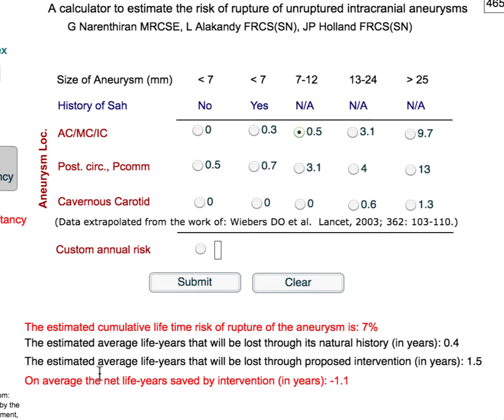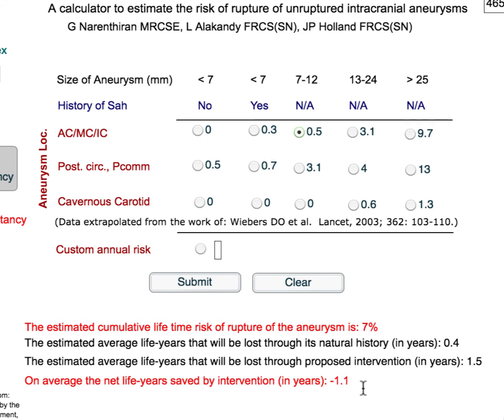The next line is the estimated average life years lost through the proposed intervention. So if you take 100 patients with this anterior circulation aneurysm between 7 and 12 millimeters, all unruptured, and you intervene and your complication rate is 10%, then on average each person will lose 1.5 years. And what is the net average years saved by the intervention? Because the years lost from intervention are greater than the years lost through the natural history, the average net life years saved by the intervention is actually negative, minus 1.1.